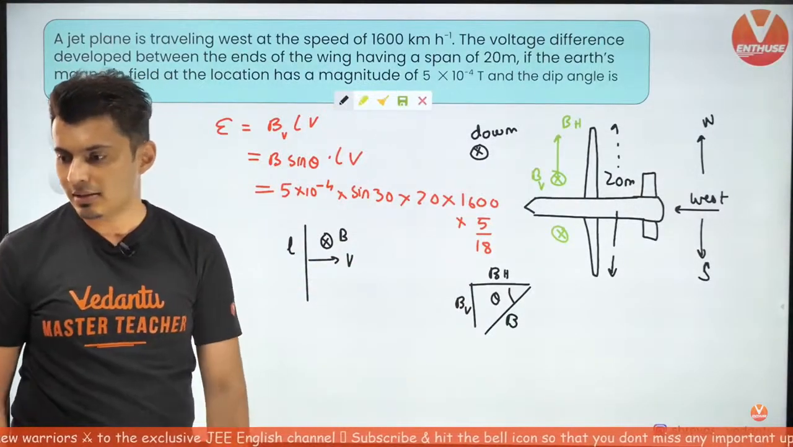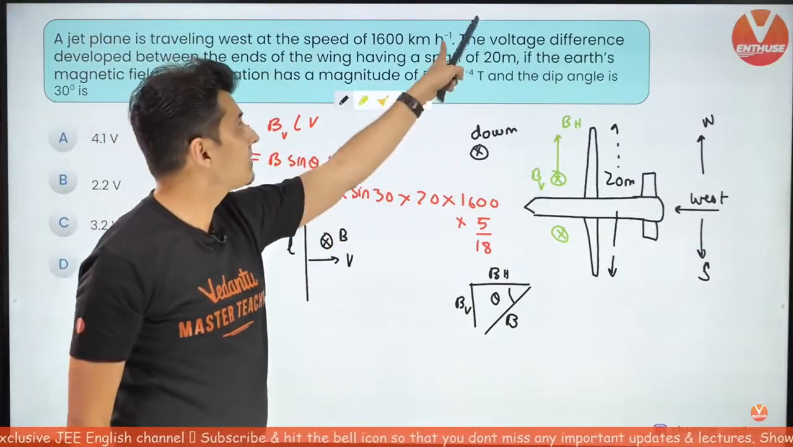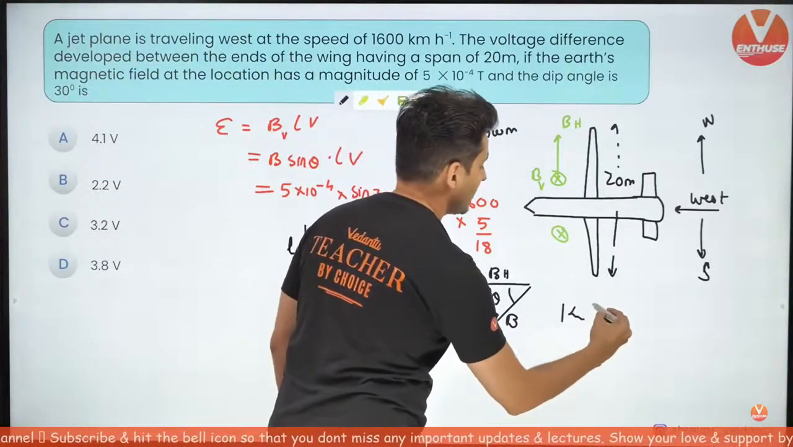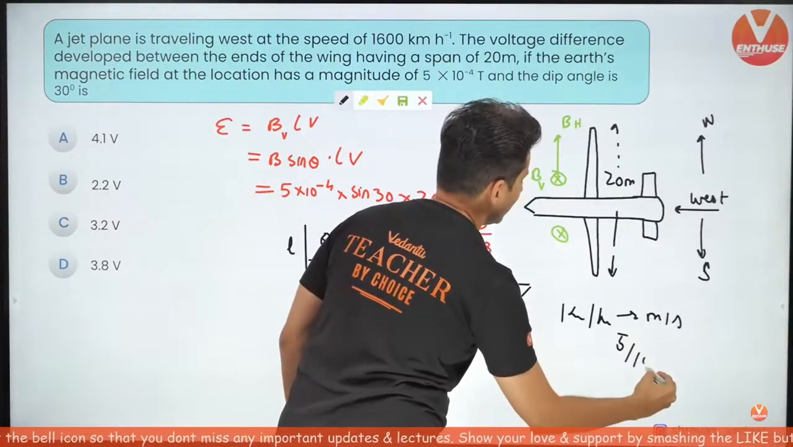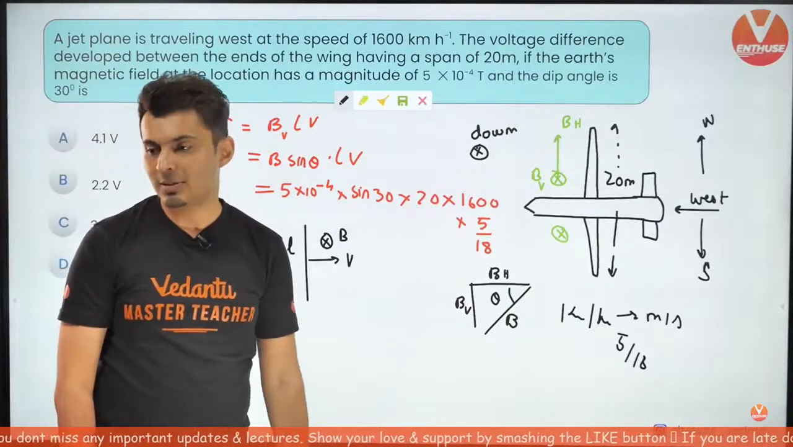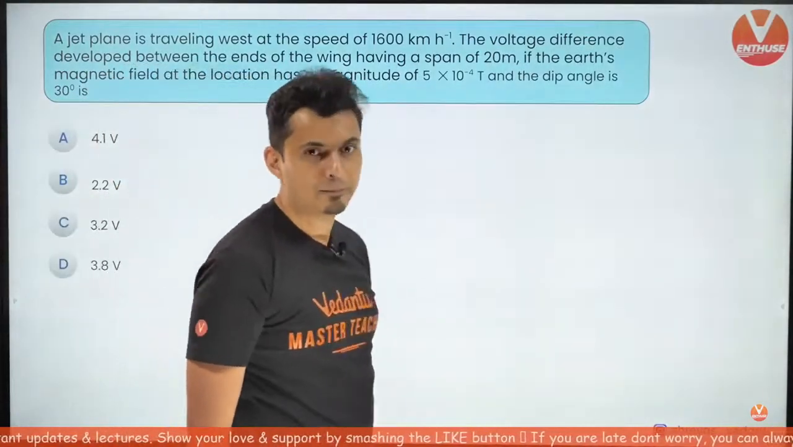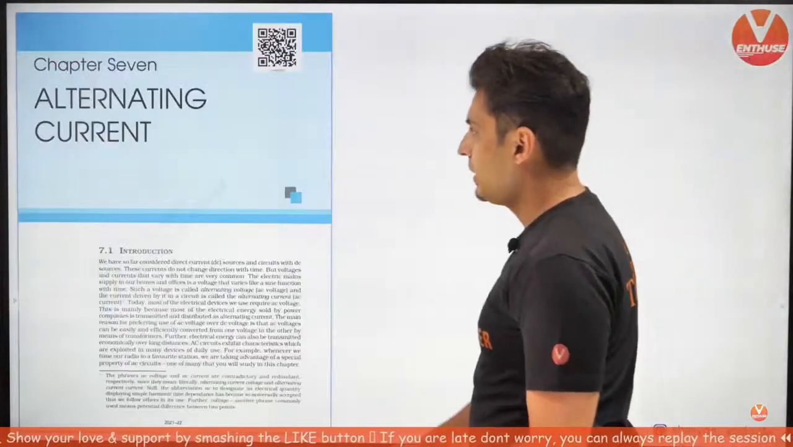Understood, Adit and others? And why 5 by 18? This is your kilometers per hour to meters per second. So how do you convert kilometers per hour into meters per second? You have done this conversion. Multiplying by 5 by 18 will convert it into meters per second. Understood now? Perfect. Let's go ahead. Chalo. Thank you. Very good.